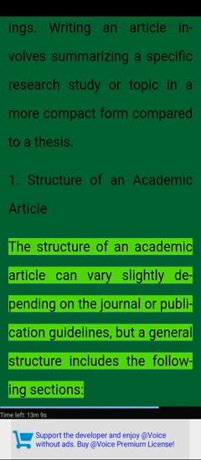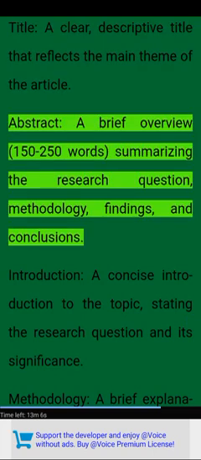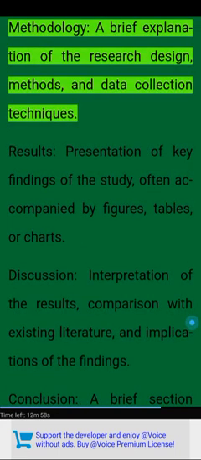includes the following sections. Title. A clear, descriptive title that reflects the main theme of the article. Abstract. A brief overview, 150-250 words, summarizing the research question, methodology, findings, and conclusions. Introduction. A concise introduction to the topic, stating the research question and its significance. Methodology.